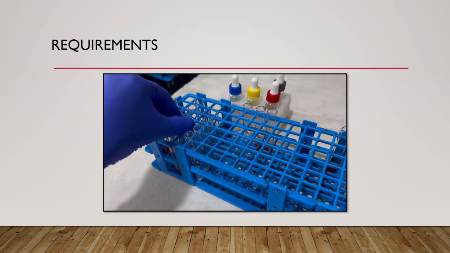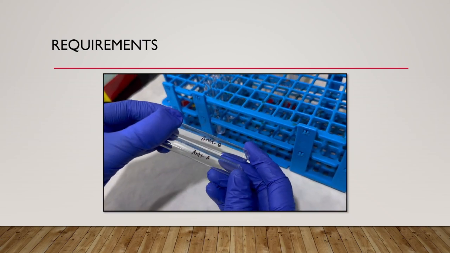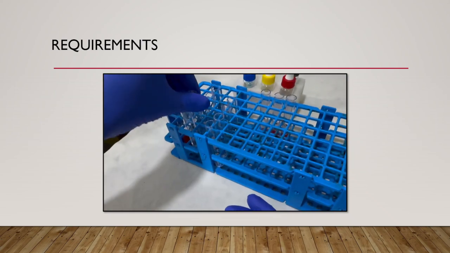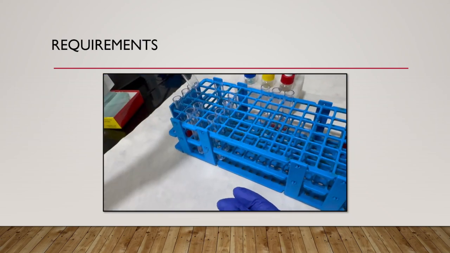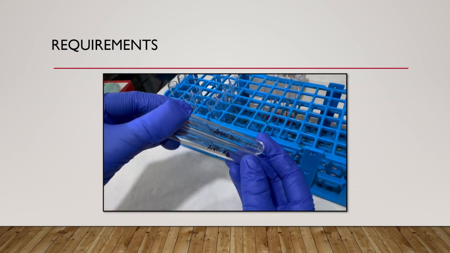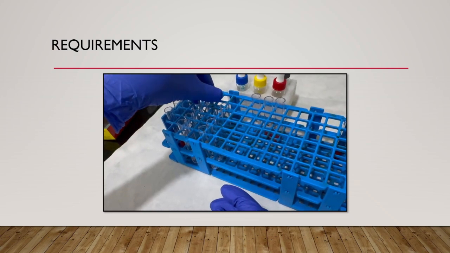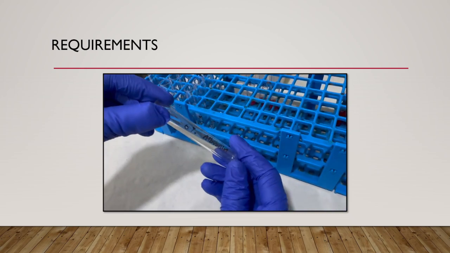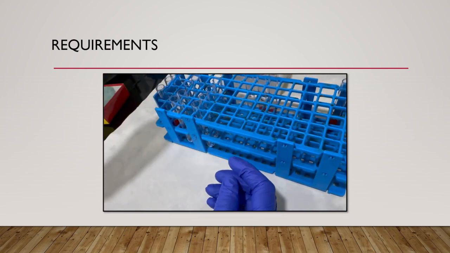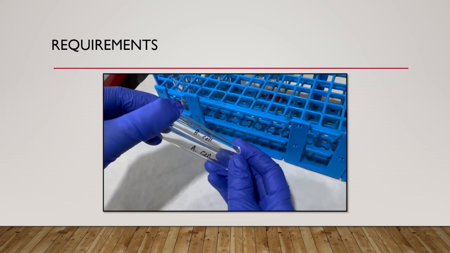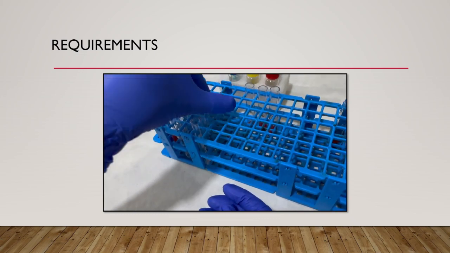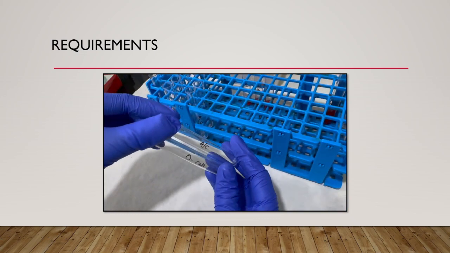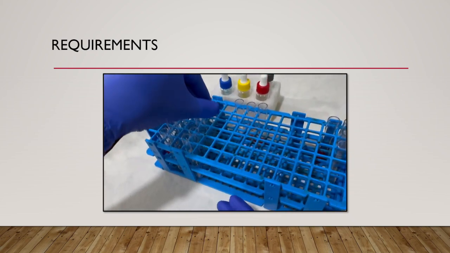These are the requirements that we need for testing. For forward grouping, we have tubes for anti-A, anti-B, anti-AB, anti-D, and as control we have taken 6% albumin to analyze if there is any RBC isoagglutination. For reverse grouping we have tubes for A cell, B cell, and also O cell and auto control.